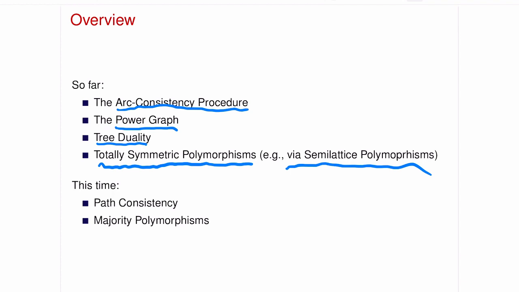Today, we will learn about the path consistency procedure, which is a stronger algorithm than the arc consistency procedure. And again, we will see a condition that implies that the path consistency procedure is correct. It's the existence, again, of certain polymorphisms, this time majority polymorphisms. This is a property that is easy to check. Now, if you have a given graph H, we'll see at the end of the talk, we can efficiently find out whether there is a majority polymorphism. And if there is one, then the constraint satisfaction problem for this graph with the majority polymorphism can be solved in polynomial time with the path consistency procedure. So that's the outline of today.